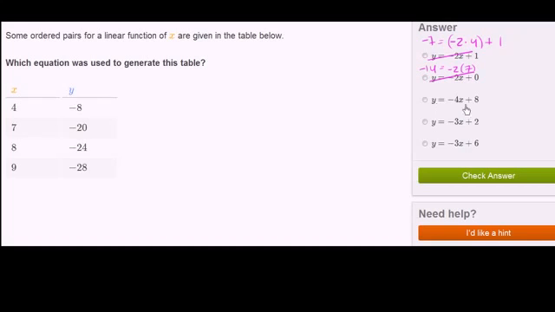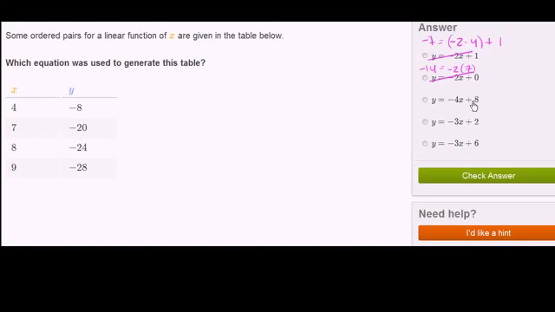Now let's look at this third one. y is equal to negative 4x plus 8. Well, we could go to this first point again. When x is 4, let's think about what happens. You have negative 4 times 4, which is negative 16, plus 8, which is negative 8. So it seems to be able to generate this first point. When x is 4, y is negative 8 for this equation right over here.